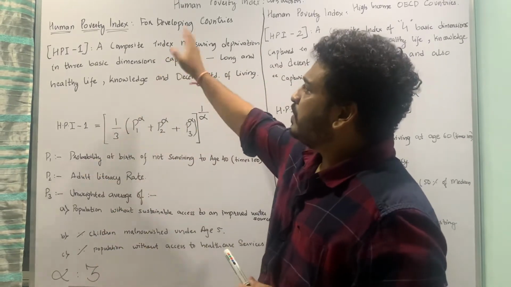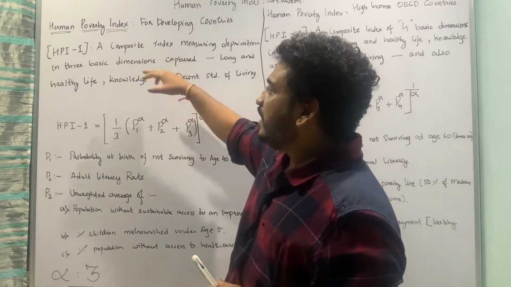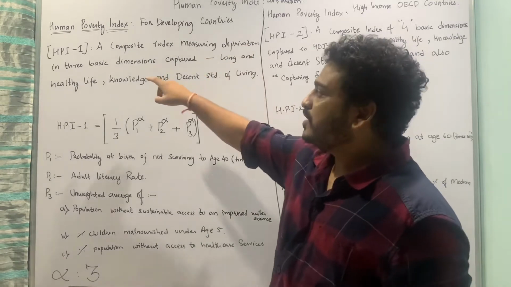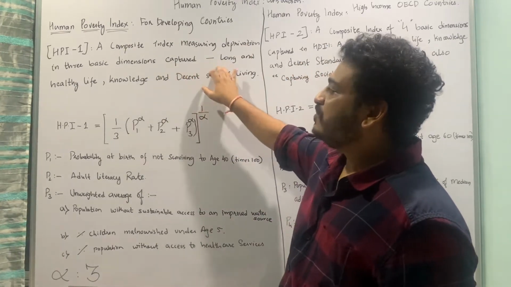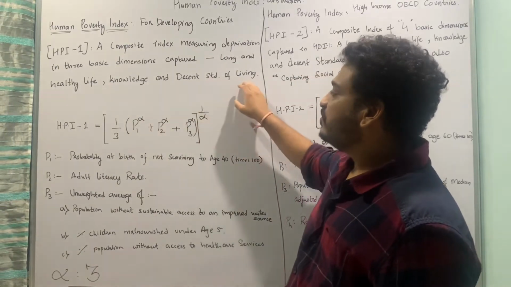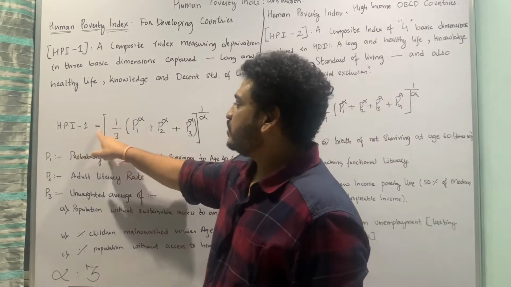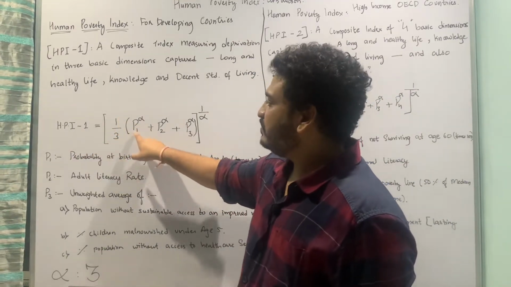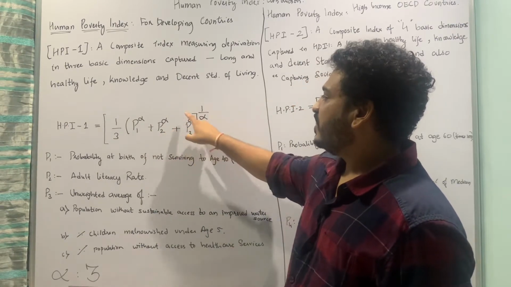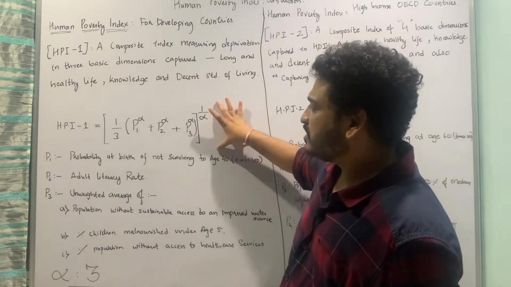So the human poverty index for developing countries is denoted by HPI 1. It is a composite index measuring deprivation in 3 dimensions captured with the help of long and healthy life, knowledge and decent standard of living. So let us now look at the formula. HPI 1 is equal to 1/3 (P1 raised to alpha plus P2 raised to alpha plus P3 raised to alpha), whole thing raised to 1 over alpha. So this is the formula.